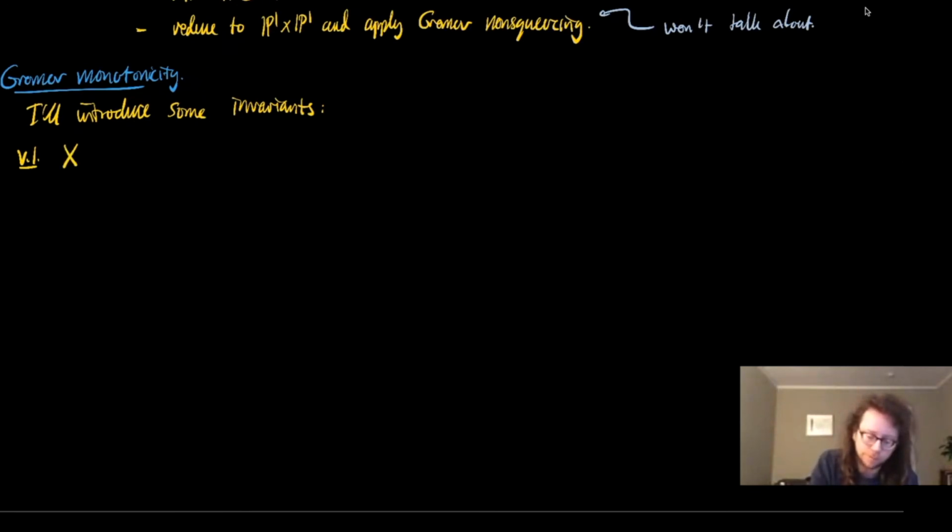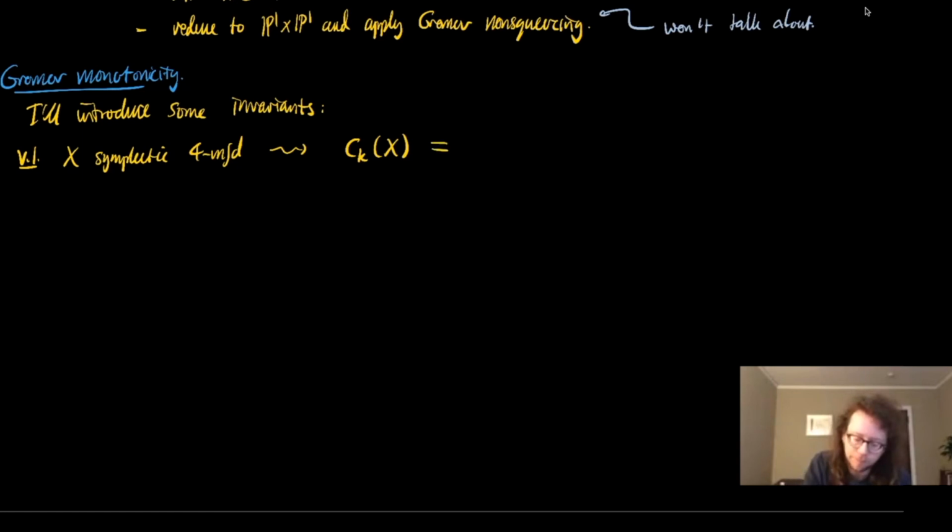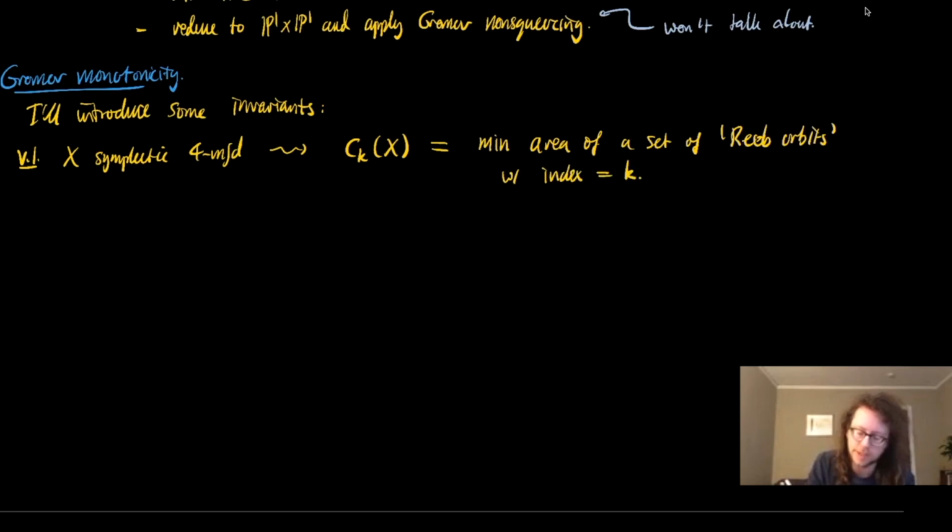So first of all, if X is a symplectic four manifold, we can associate to it a sequence CKX, where, roughly speaking, and I'm not going to define this one fully formally, CKX is the minimum area of a set of Reeb orbits of some special distinguished vector field called the Reeb vector field, with index equal to k. Okay, so I'm not really going to talk about this construction.